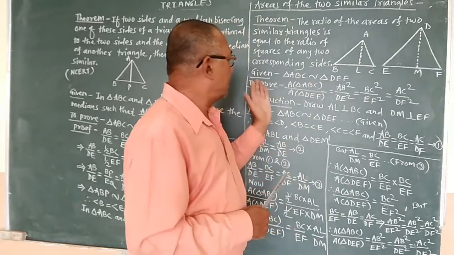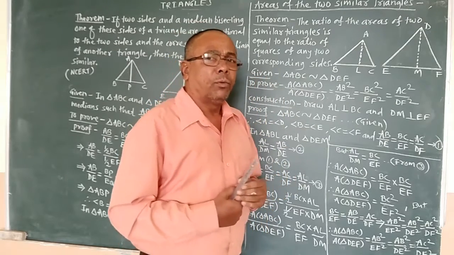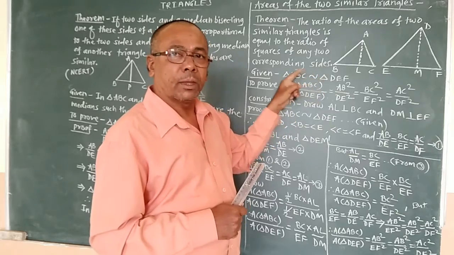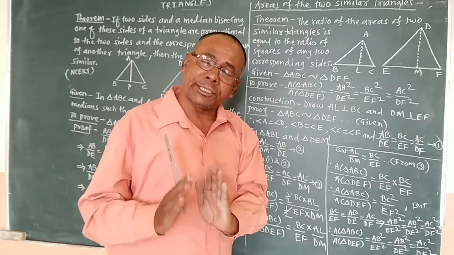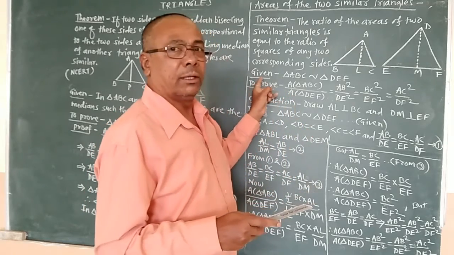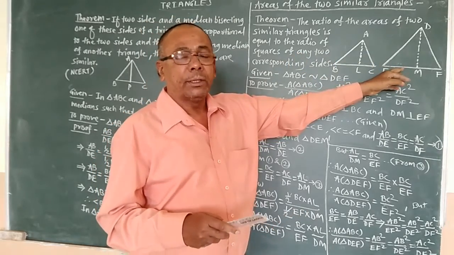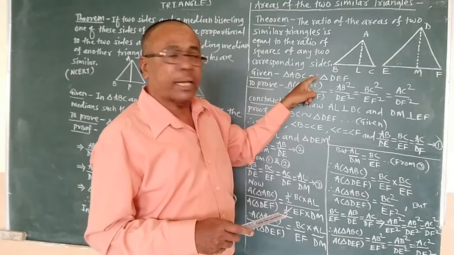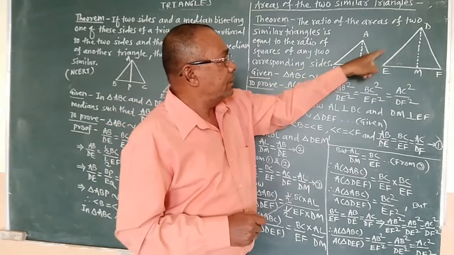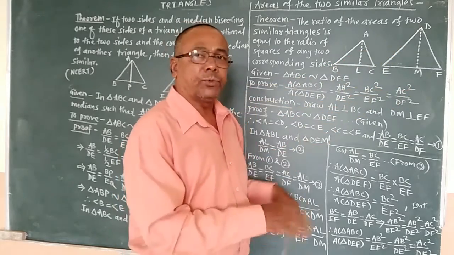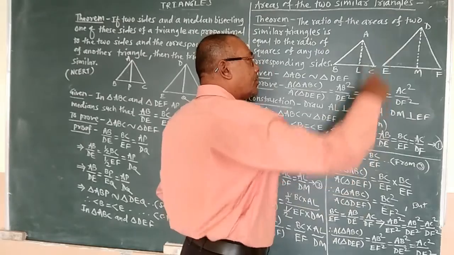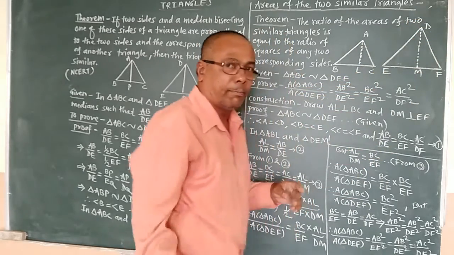Now we will write first the given. In the given we have to write that the two triangles are similar. If the two triangles are similar, the statement between 'if' and 'then' is given, and it is given that both the triangles are similar. So triangle ABC is similar to triangle DEF, then to prove that area of triangle ABC divided by area of triangle DEF is equal to AB square upon DE square is equal to BC square upon EF square is equal to AC square upon DF square.